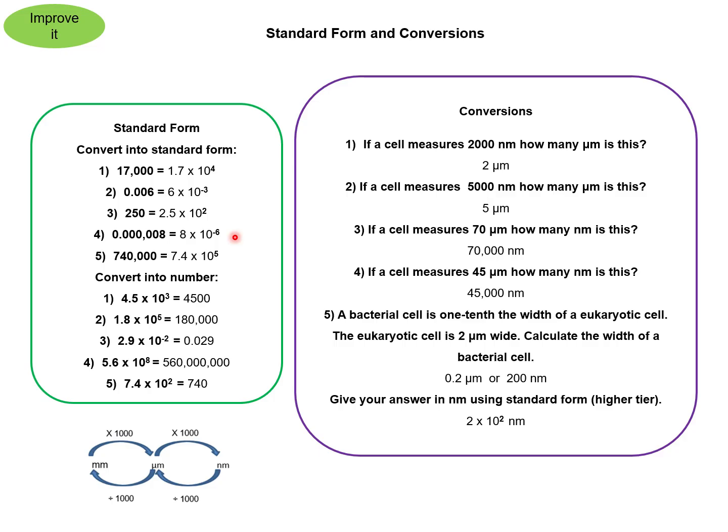0.00008 equals 8 times 10 to the minus 6. 740,000 equals 7.4 times 10 to the 5. Then the other way, converting standard form into a number.